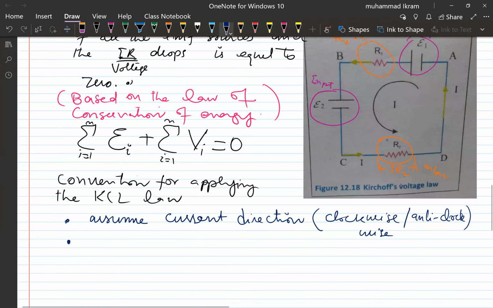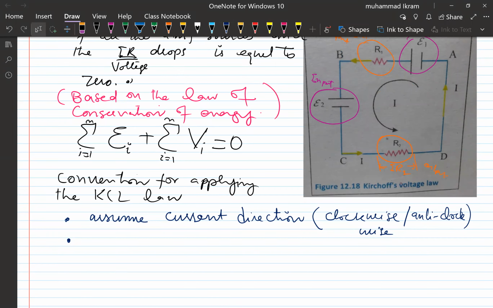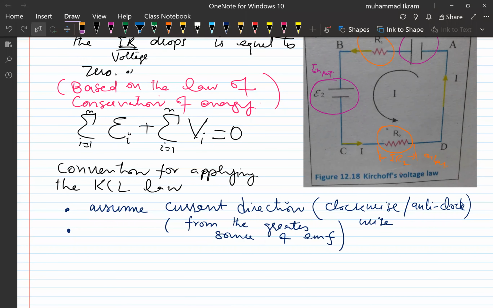But I will tell you a very simple technique. The simple technique is to always choose from the greatest source of EMF present in the circuit. It is not necessary; you can choose from the smallest one also. For example, if the source EMF E1 is greater than the source EMF E2, and I choose the current direction like that, I say the net current is this one, for the mesh or circuit A, B, C, D, A, which is a closed circuit and a closed path.